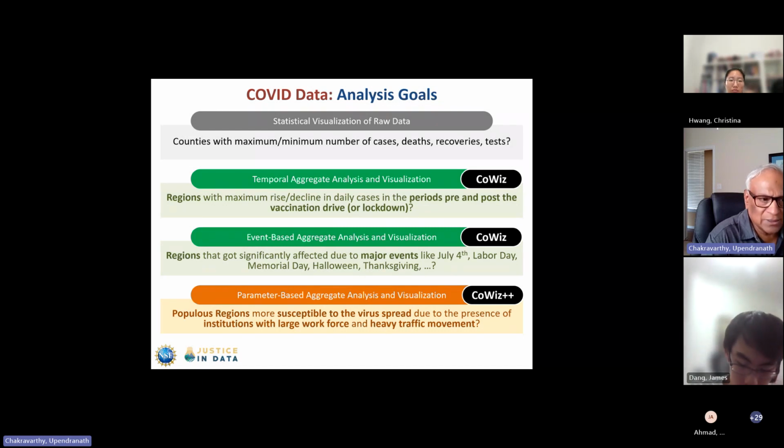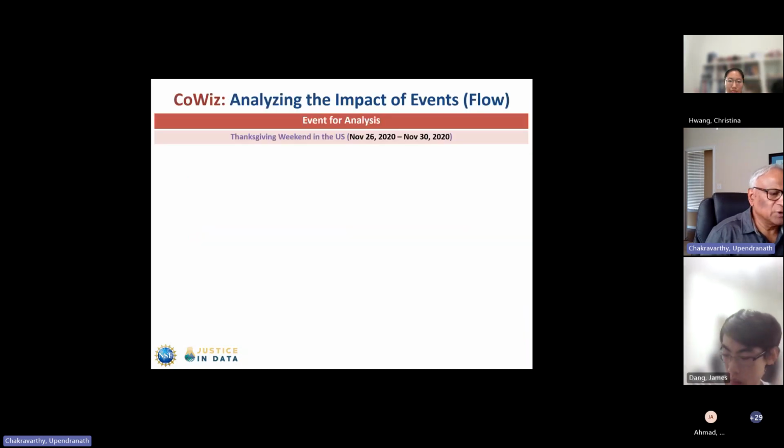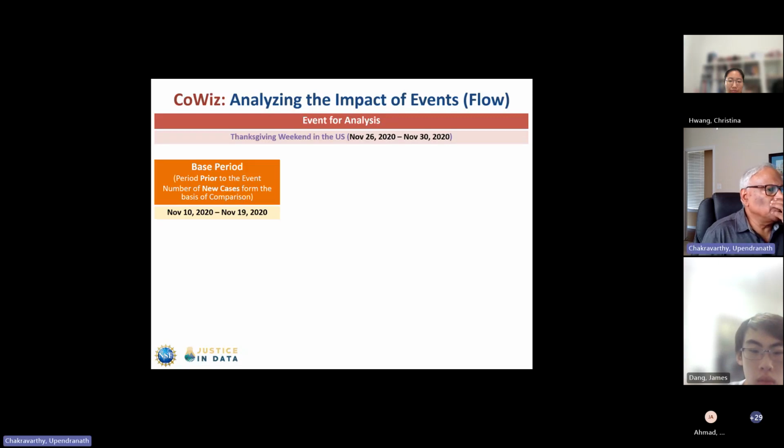So another type of analysis is when certain companies or institutions, or places where there are a lot of enterprises with large populations working, how do COVID cases change? Or once people start moving, in cases where they are mobile, going from one county to another county, how does it change? So these are the things that we wanted to address. For the event analysis, we chose the following.